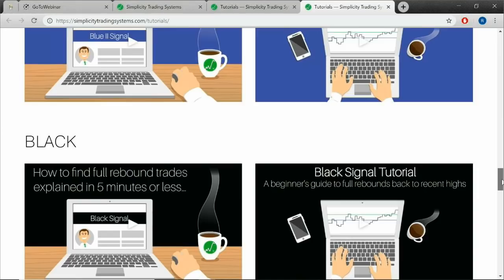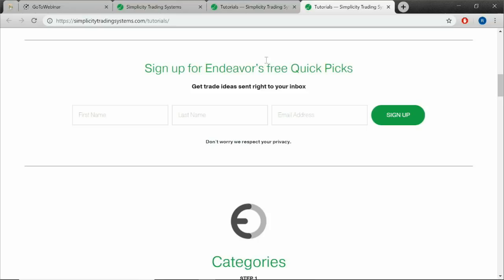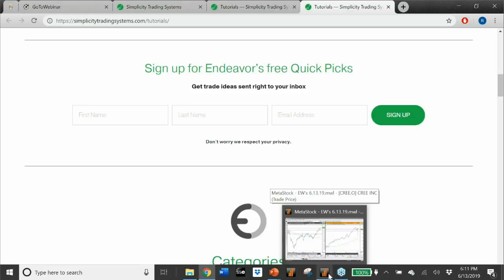While you're here, you can always sign up for our Endeavor free quick picks. This is a weekly newsletter where we send out early warnings and greens to show people examples of how they work. This is a great way to get introduced to them. You can send us questions. We'll send you a ticker. For instance, I don't remember, it was a while ago, but we may have sent out that Cree trade, letting people know this applies for 5% in 15 days. And then we update you on how that worked. And then you have the opportunity to email us and ask us questions about it.